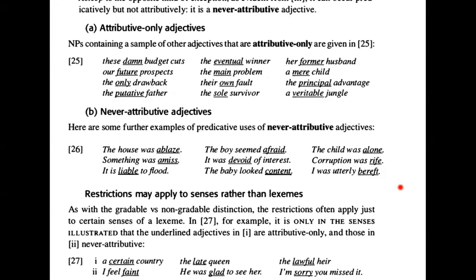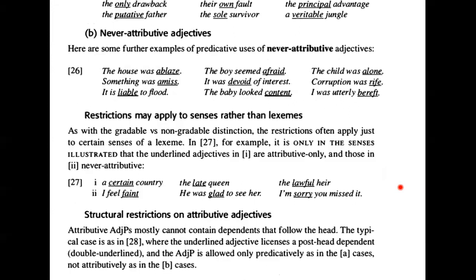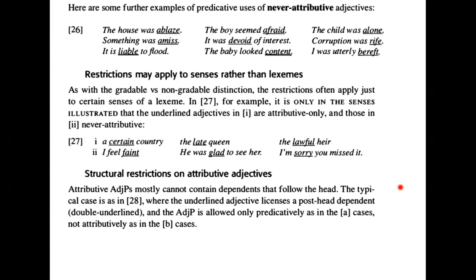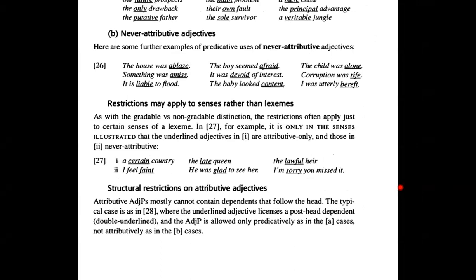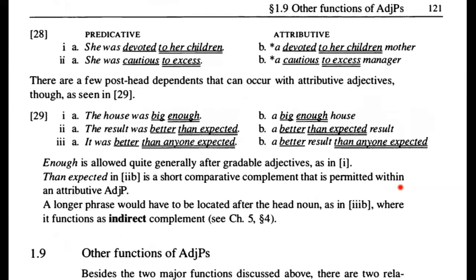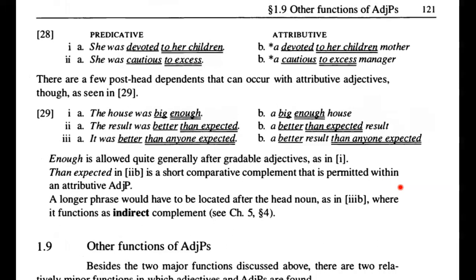Now let's continue. Restriction may apply to sense rather than lexeme. No, not this one; I will skip this point. Now let's move on to the structural restriction on attributive adjectives, يعني التركيبات اللي بتمنع attributive adjective لأنه ضمن السياق. So here we go. Let's read the examples first.